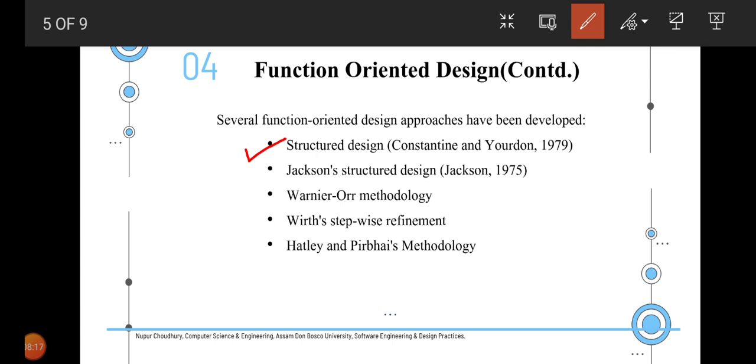The next is the Jackson structured design. This also relates to the structured design. So basically all of this design, they move around the concept of divide and conquer. However, different scientists or different researchers have different ways of representing the function oriented design. So the third is Warnier-Orr methodology. The fourth is Wirth stepwise refinement, and the fifth one is Hatley and Pirbhai's methodology. So all of them refer to the function oriented design, and these were the pioneer methodologies from which the modern day function oriented representations have come into the picture.